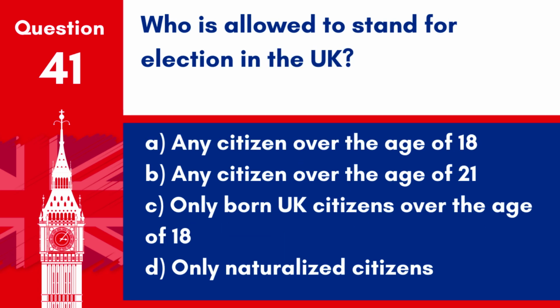Question 41. Who is allowed to stand for election in the UK? A. Any citizen over the age of 18. B. Any citizen over the age of 21. C. Only born UK citizens over the age of 18. D. Only naturalised citizens. Answer: A. Any citizen over the age of 18. Any citizen of the UK over the age of 18 is allowed to stand for election.